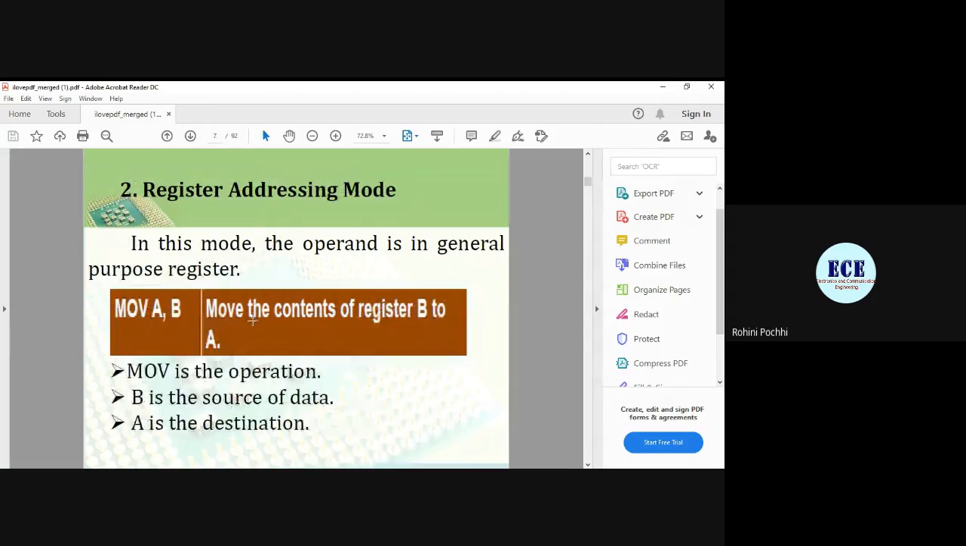Second one is register addressing mode. In this mode, the operand is in a general purpose register. As we had already seen in the block diagram of 8085, there are special registers, general purpose registers, and the accumulator. The example is MOV A, B: move the content of register B to register A. MOV is the operation, B is the source of data, and A is the destination.